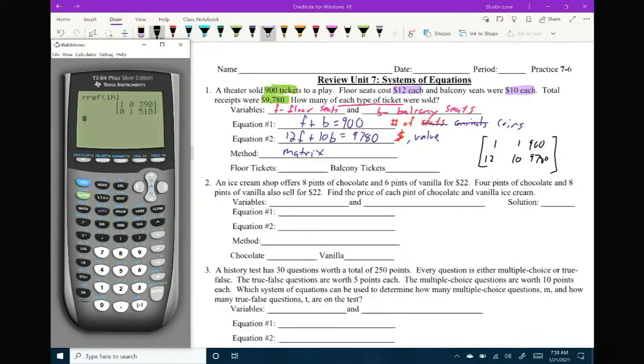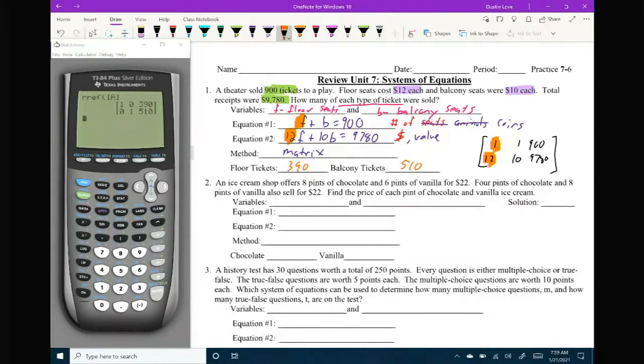Now keep in mind that my floor was over here in the left-hand column. So whenever I'm reading this matrix at the top, I see 1, 0, 390, that says 1 floor plus 0 balcony is 390. So that tells me that my floor tickets, I sold 390. My balcony tickets, I sold 510. Make sure you're keeping track of which variable is in which column and being consistent with it.